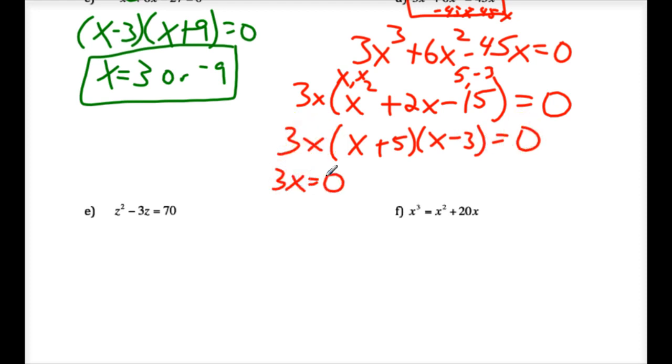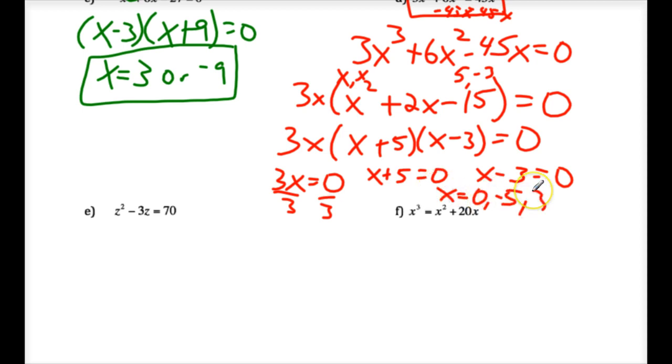So any of these could be 0. 3x could be 0. x plus 5 could be 0. Or x minus 3 could be 0. Divide both sides by 3. What's 0 divided by 3? 0. It's just x equals 0. So our solutions are 0, negative 5, and positive 3.